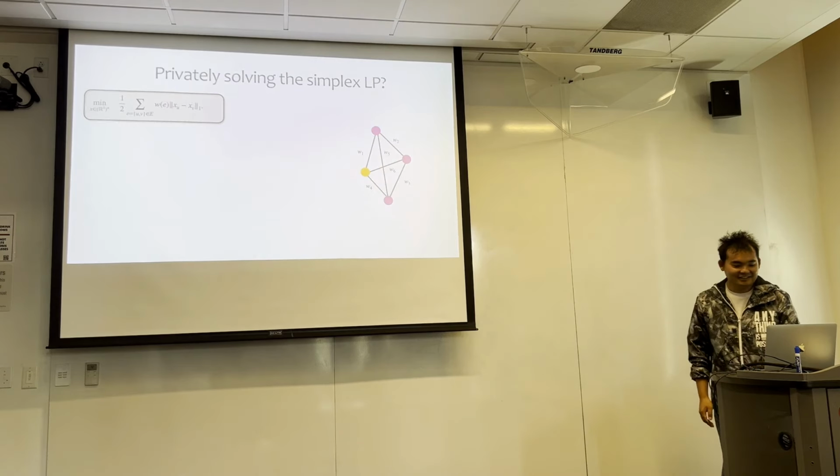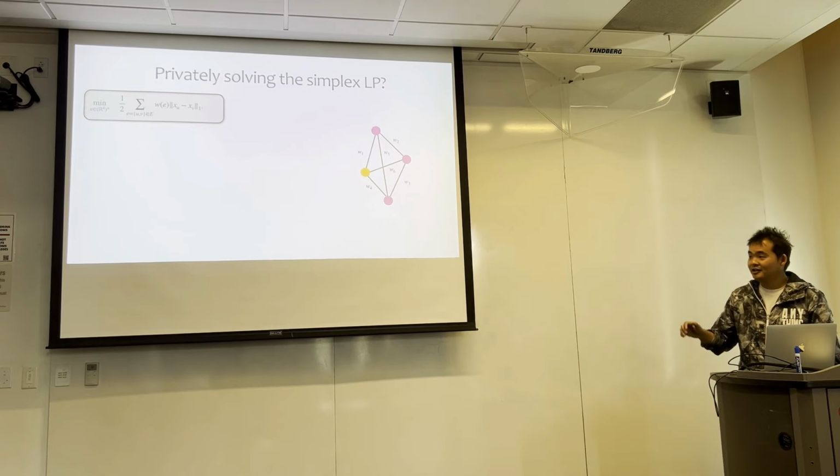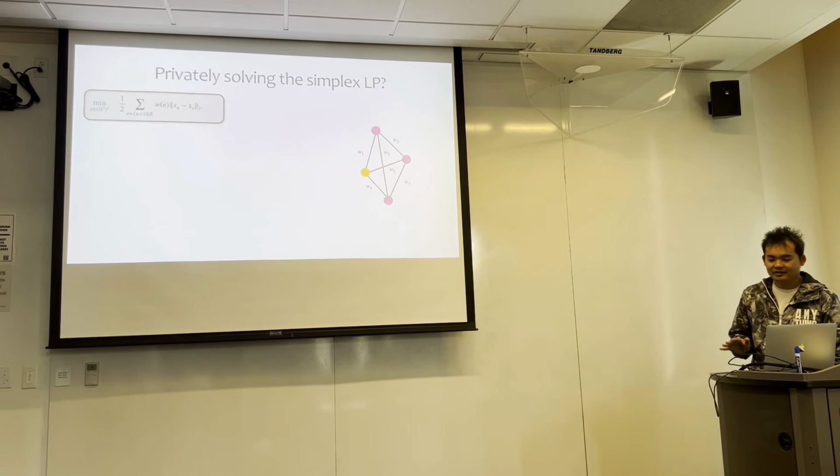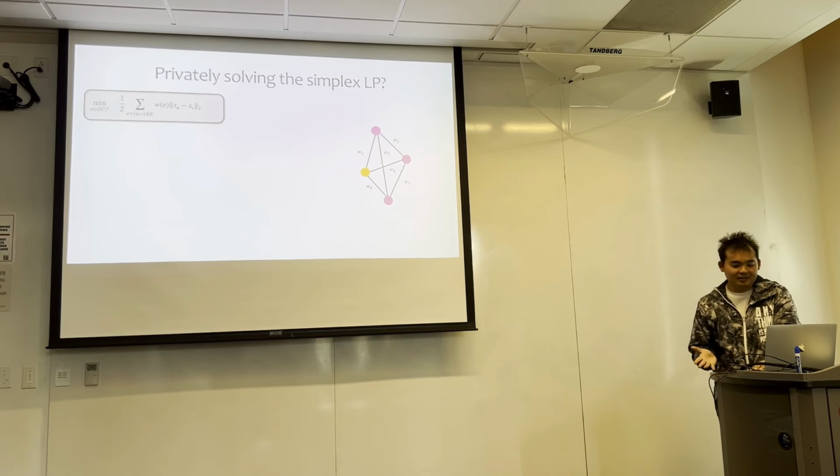Okay, so the problem is just how to solve this linear program privately with the smallest possible error, ideally linear in n. Then we just use some rounding scheme as post-processing, and it does not substantially increase the additive error.